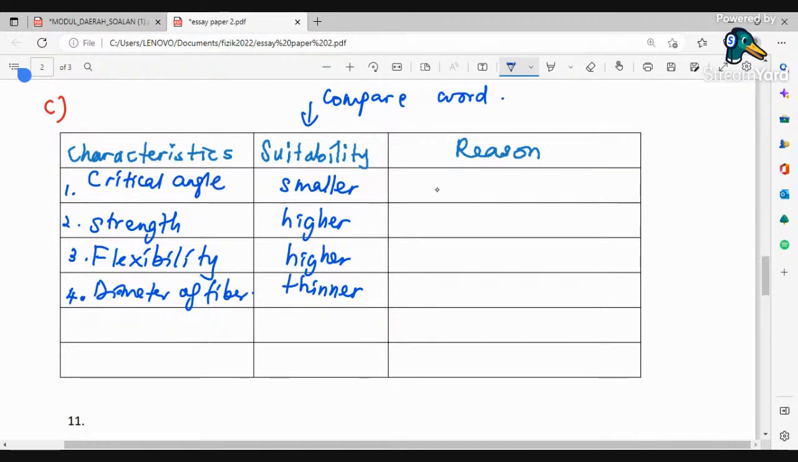Smaller critical angle means even at small angle of incidence, total internal reflection can occur. Total internal reflection can easily occur. If you want to add more, you can: can easily occur even at lower angle of incidence. You put a small angle and it already has total internal reflection. That is good.